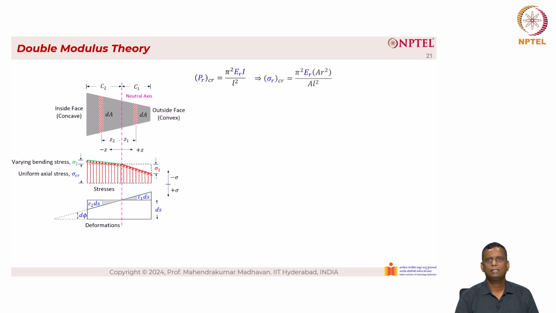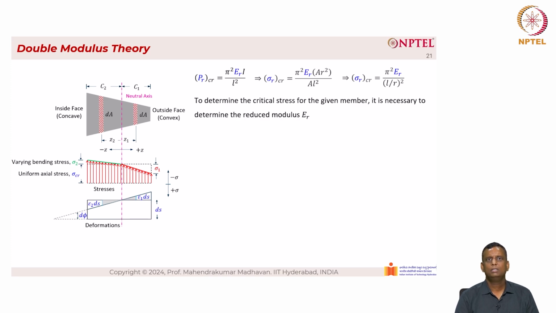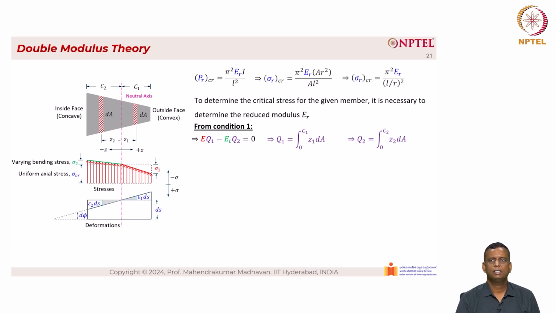So sigma r critical is equal to pi square E sub r into A r square divided by A L square, which further simplifies as sigma r critical is equal to pi square E sub r divided by L by r the whole square. To determine the critical stress for a member, it is necessary to determine the reduced modulus E sub r. From condition 1, we have E Q1 minus E sub t Q2 is equal to 0. Q1 is given as integral of 0 to c1 z1 into dA, and Q2 is given as integral of 0 to c2 z2 into dA.